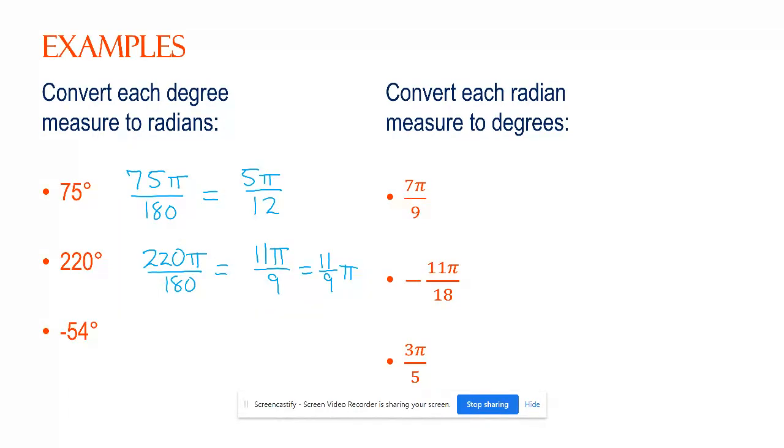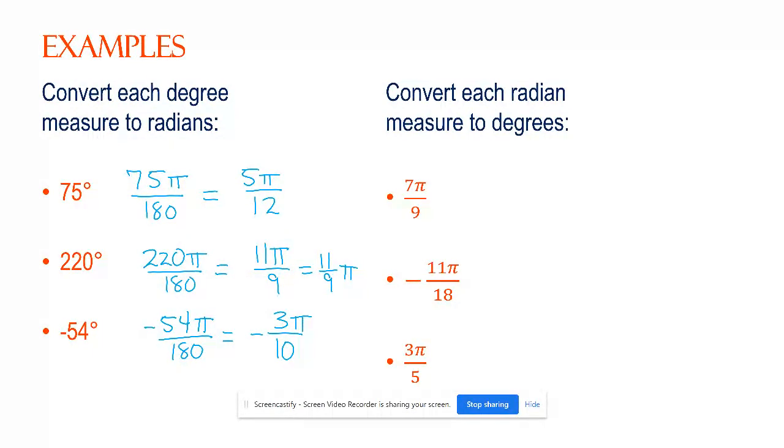And then negative 54. Negatives work the exact same way as positives do. We multiply by pi, we divide by 180, and we simplify. 54 and 180 can both be divided by 18. If you don't notice that right away, you can divide them both by 2 or by 3 or something else, get smaller numbers, and then work it down from there. If I divide by 18, I get a 3 on top and a 10 on bottom. I still have my pi, so it's negative 3/10 pi.